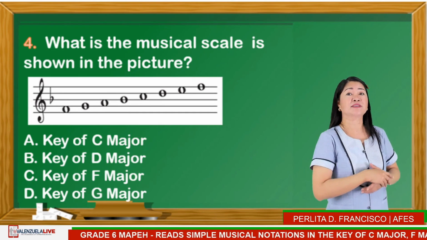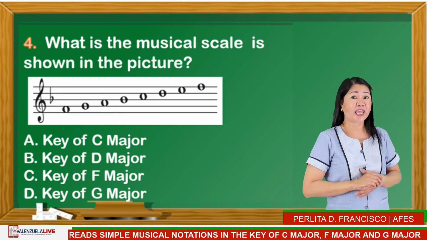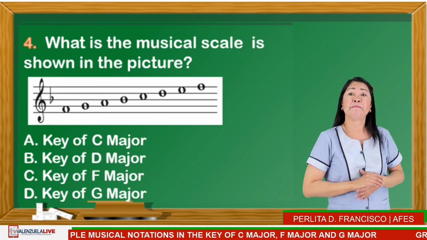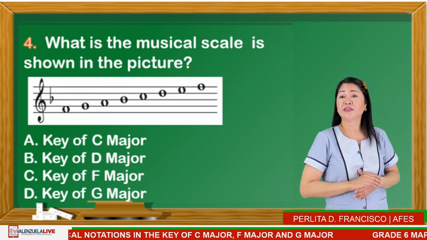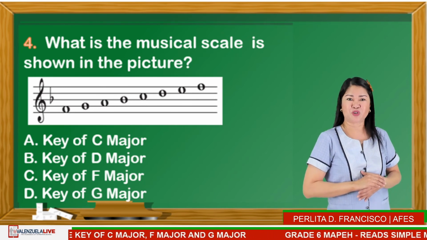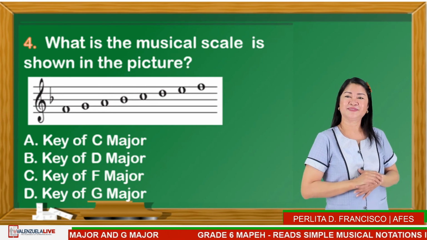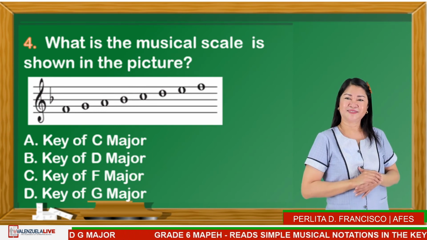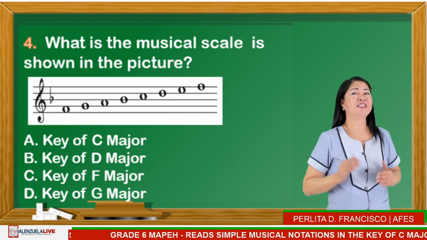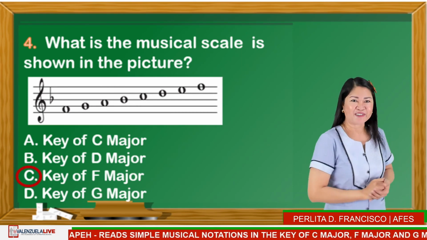Number 4. What is the musical scale shown in the picture? Is it A, key of C major, B, key of D major, C, key of F major, D, key of G major? Go. Okay, stop. So what is the answer? Very good. Key of F major.